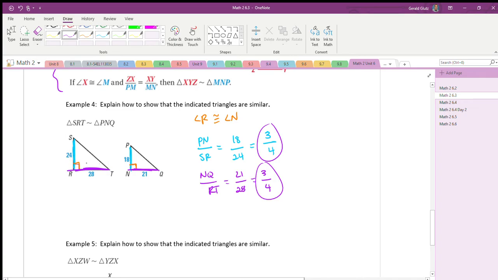So these two sides are each proportional with a scale factor of 3/4. And the angle that is touching both of those sides, or in between both of those sides, is also congruent. So I can say they are similar because of this side-angle-side similarity theorem.